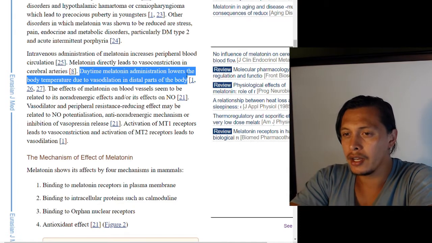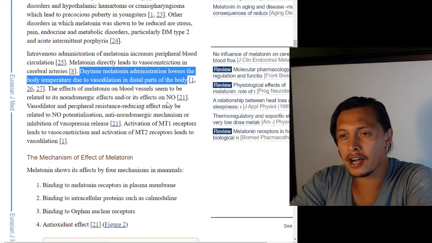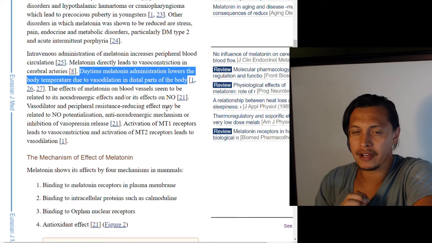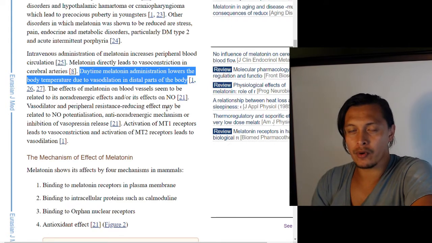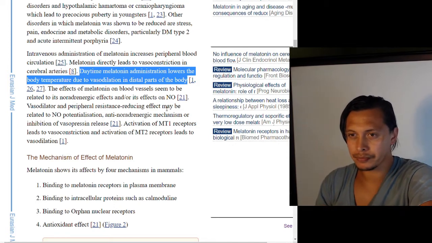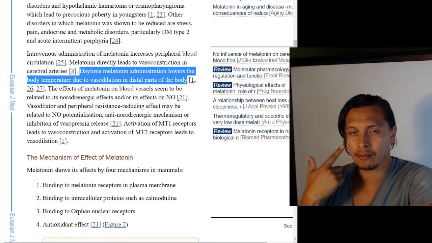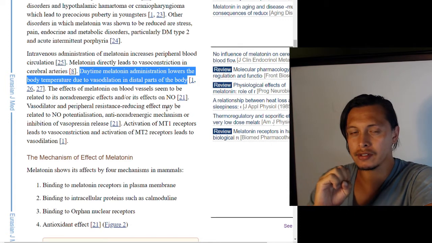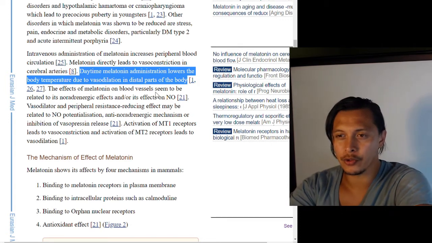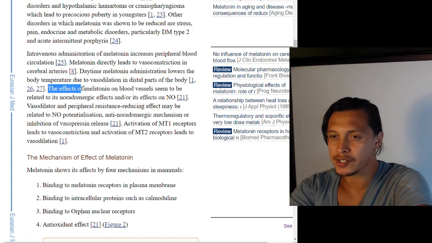It tells me during the day, melatonin, if you administer it, will cause the blood vessels in the periphery to dilate or become bigger, and that will lower blood pressure. However, it causes vasoconstriction in the cerebral arteries. So the arteries in the brain, it causes them to squeeze tighter. Interesting. So there's different effects on different parts of the body in regards to the vascular system.